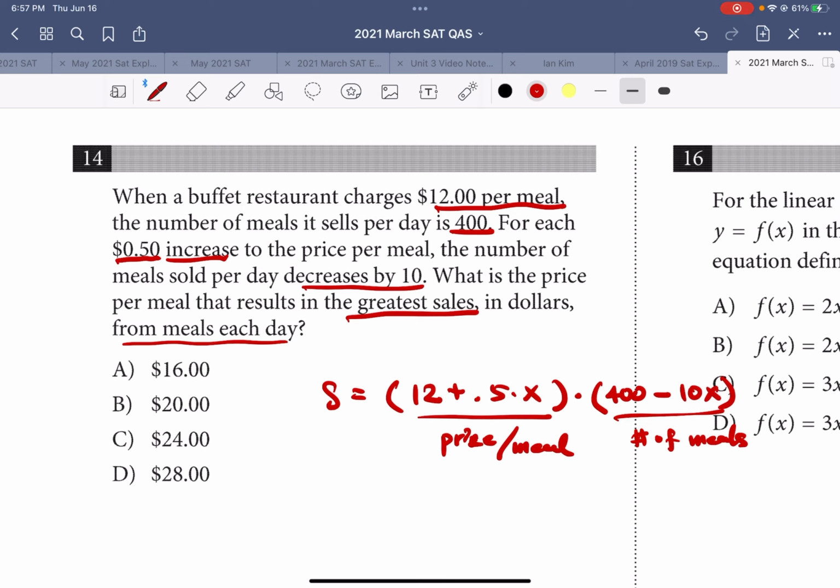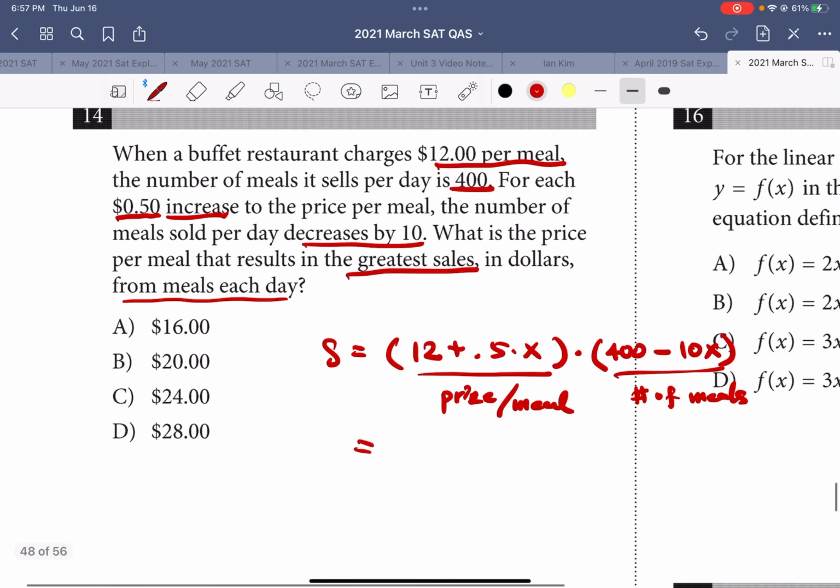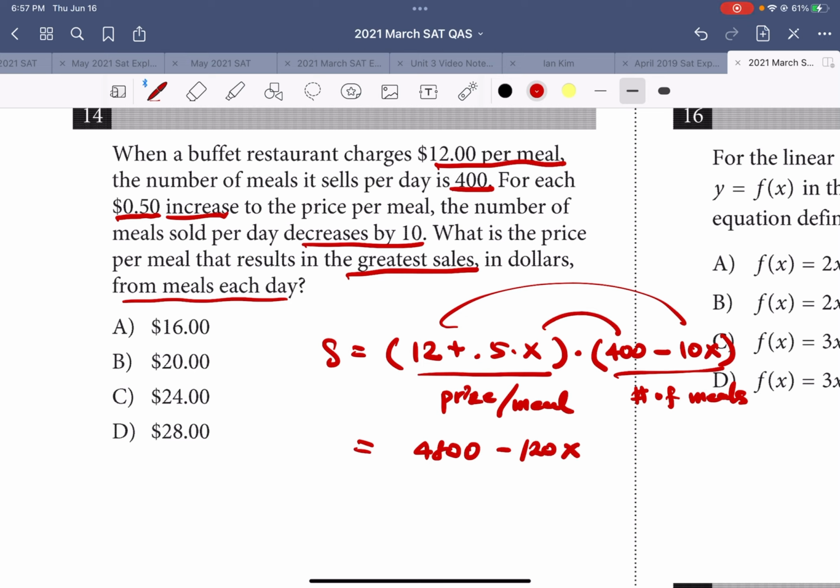So when you multiply, that's the total profit. So let's multiply that. Then 12 times 400 is 4,800. And then outer term 120x, inner term 0.5x times 400 is 200x, minus last term 5x squared. So when I rewrite it, negative 5x squared plus 80x, collect like terms, plus 4,800.